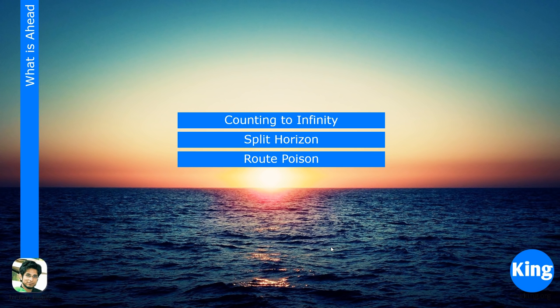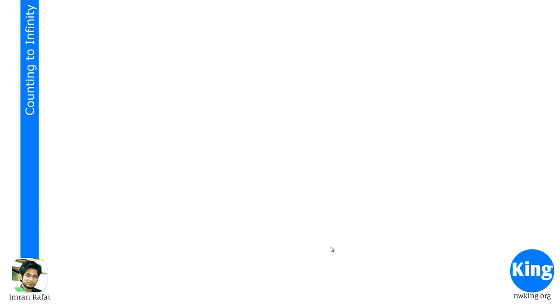Right, so what are we going to look at today? We're going to look at three things. We're looking at this counting to infinity problem in RIP routing. We will look at the split horizon rule and the route poison, right? What is the counting to infinity problem in RIP routing, right? To understand that, let's do some diagrams.